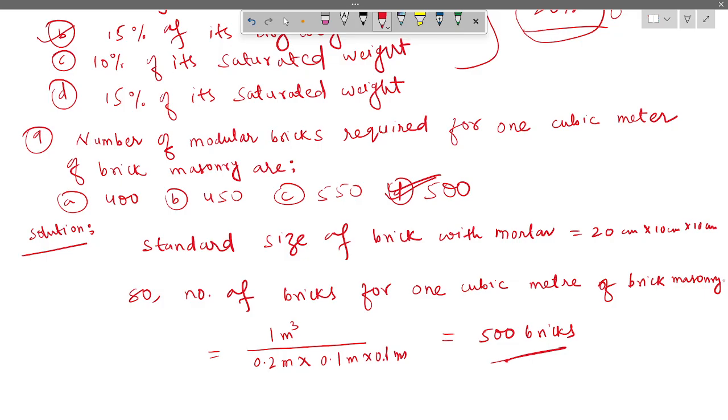Okay, for the nominal size of the brick with mortar, it will be 500 bricks. Okay, so now we will move to the next question.